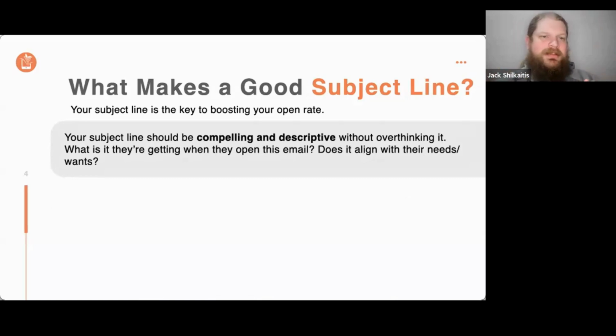Does it align with their needs and wants as well? If you're telling them about something that they're not really interested in in the subject line, they might not open it, right? However, with consistency, if you're doing things the same way, they know what to expect from you. That's key as well. But what are they getting?